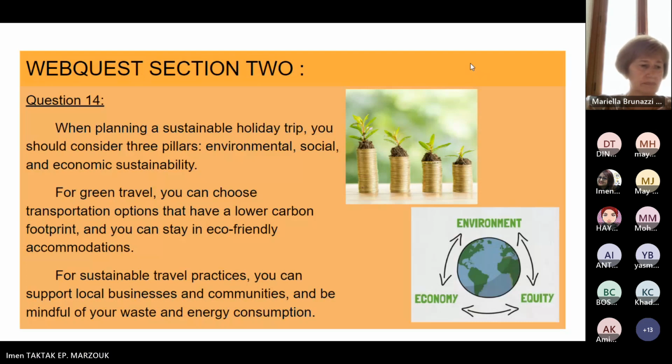When planning a sustainable holiday trip, you should consider three pillars: environmental, social, and economic sustainability. For green travel, you can choose transportation options that have a lower carbon footprint, and you can stay in eco-friendly accommodations. For sustainable travel practices, you can support local businesses and communities and be mindful of your waste and energy consumption.